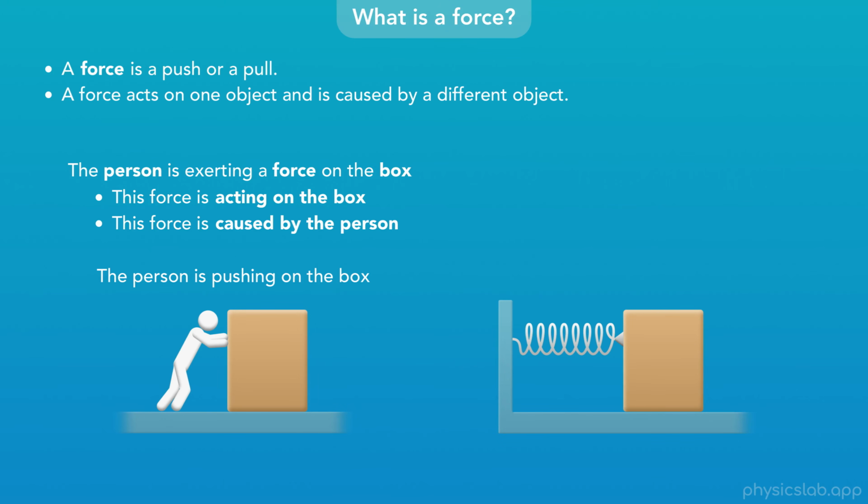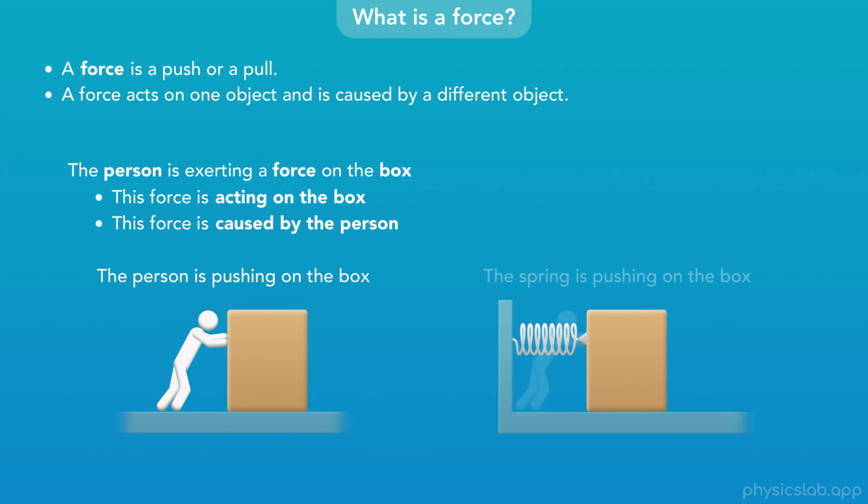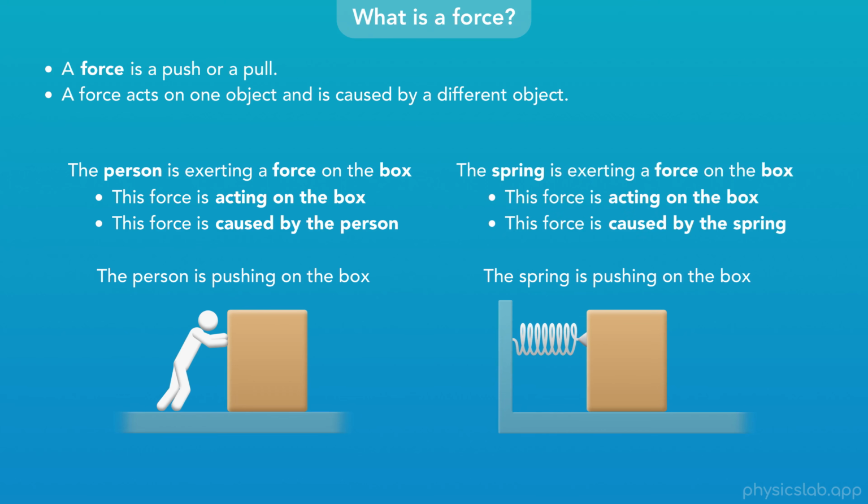For example, if we attached a large spring to the box and we squeezed it against a wall so that the spring wants to get longer, the spring would push on the box just like a person would push on the box. This force is acting on the box, but now the force is caused by the spring.